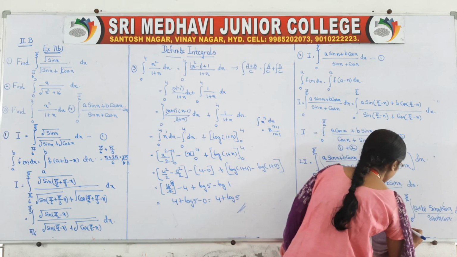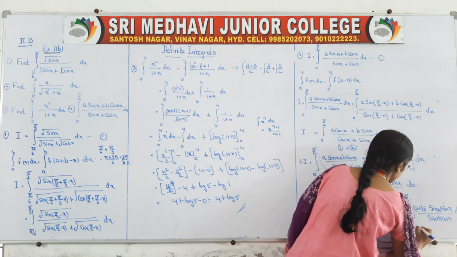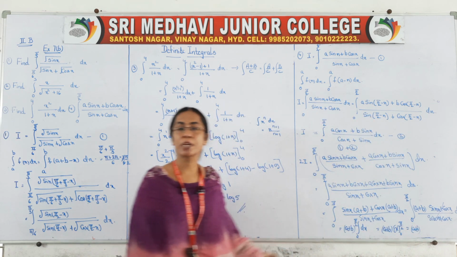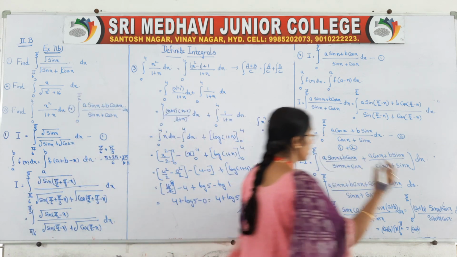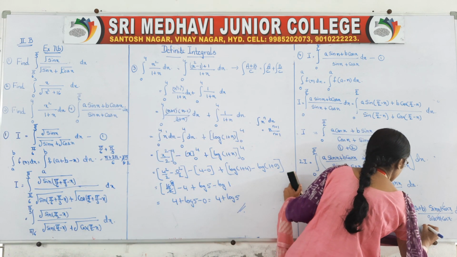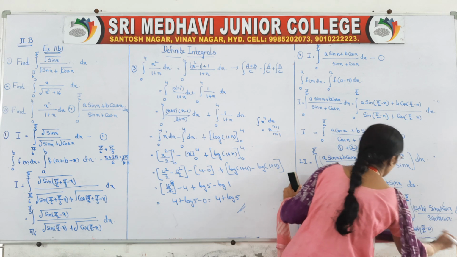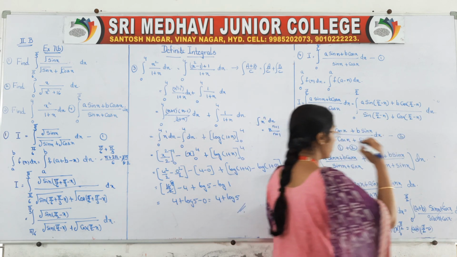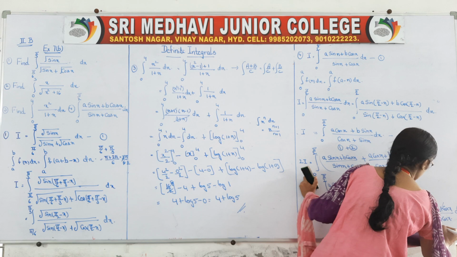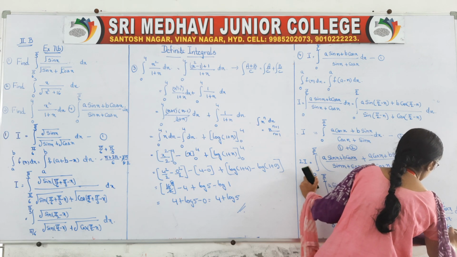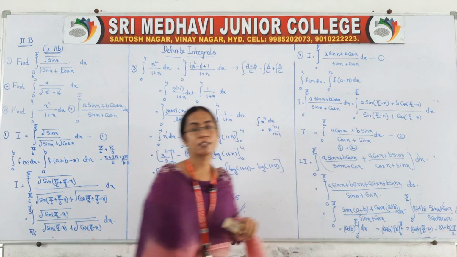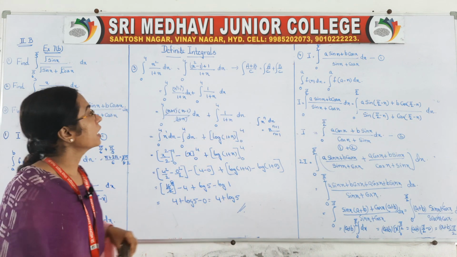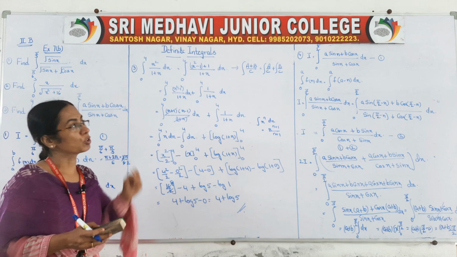So come on, in the limits we have to substitute in x place upper limit minus lower limit. What is your upper limit? Pi by 2. What is your lower limit? 0. Pi by 2 minus 0 is pi by 2. So it is (a plus b) pi by 2, the answer of your question. Okay, so this is your fourth question.